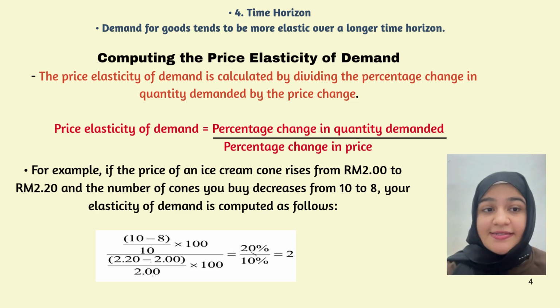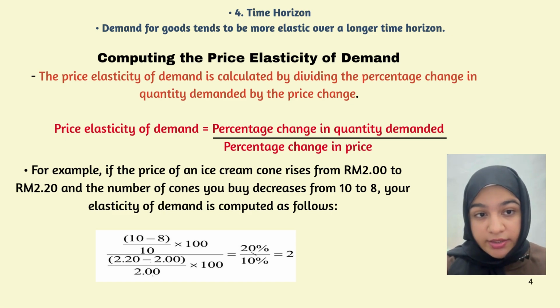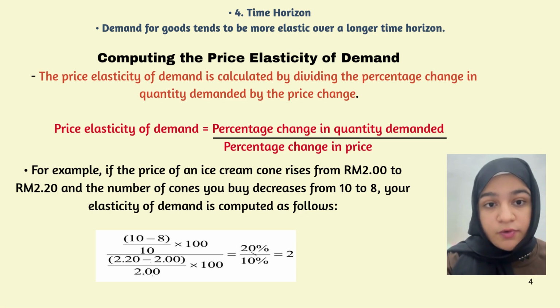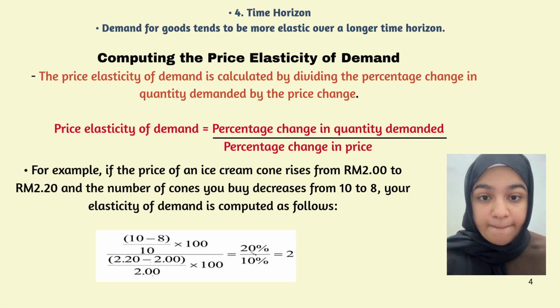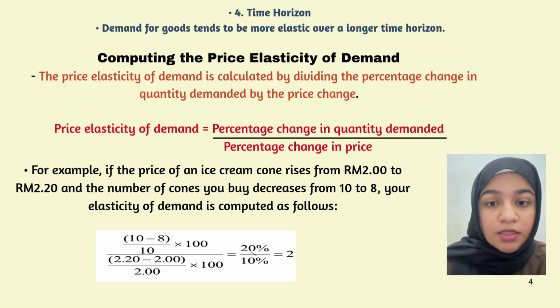Computing the price elasticity of demand. The price elasticity of demand is calculated by dividing the percentage change in quantity demanded by the percentage change in price. For the formula, price elasticity of demand equals percentage change in quantity demanded divided by percentage change in price. They have an example question given and also a calculation method.